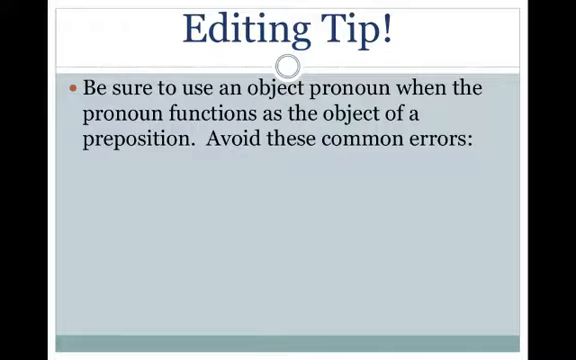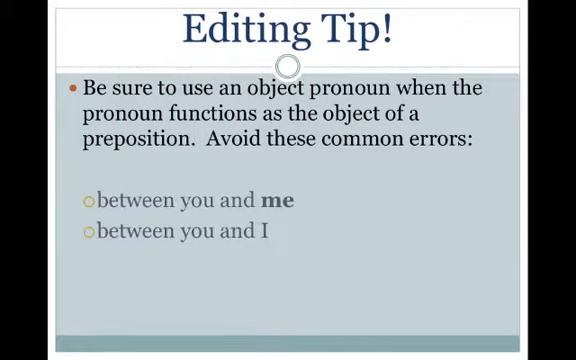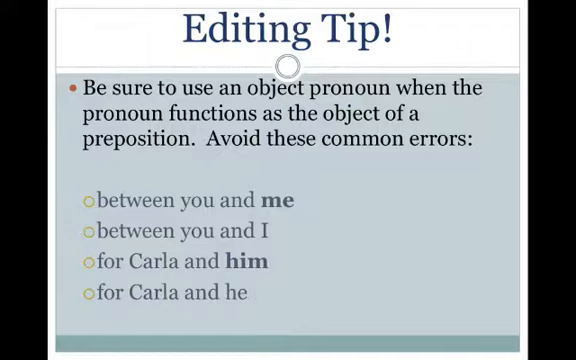Avoid these common errors. Between you and me is correct. Between you and I, although you commonly hear it, is not correct. Between is a preposition, so you need to use me, the object pronoun. Or, for Carla and him is correct. For Carla and he is not. For is a preposition, so you need to use him, an object pronoun.